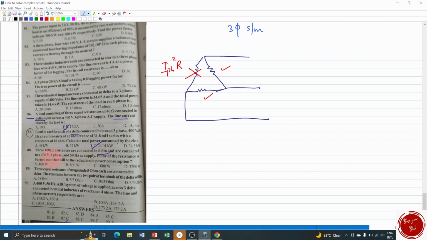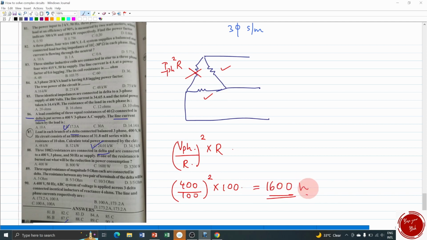What is I phase? I phase is V phase by Z phase. The impedance just has the resistance. So V phase by R whole square into R. V phase is equal to V line because it is a delta connected one. So it is 400 itself. So 400 divided by R is 100. 100 whole square into 100. So it is 4 square 16. 1600. 1600 watts will be reduced. Okay, so option C. 88C.